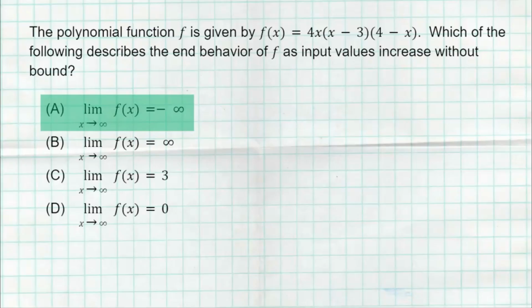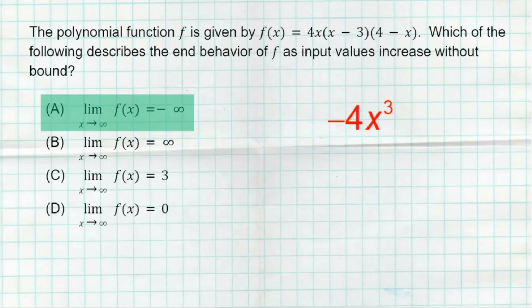Remember, with a polynomial function, to figure out end behavior, we need to look at the leading term. So all we have to do is multiply the 4x times the x and then times the back negative x, and that's going to give us a leading term of negative 4x cubed. Now you can multiply the whole thing out if you want to, but it's a waste of your time. You just need that leading term.